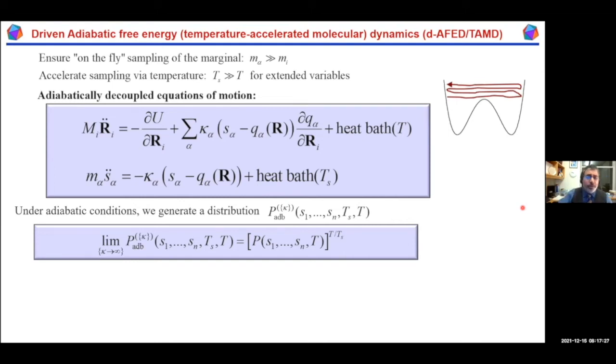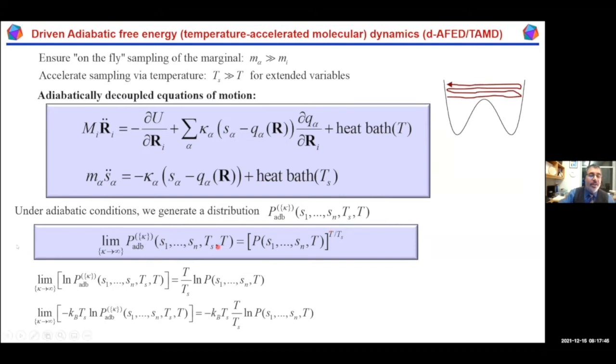What you can prove is that if you take a histogram of these S's, you'll get a marginal distribution called the adiabatic marginal that's related to the true marginal by a power that's the ratio of the two temperatures. So you can see that if you take the log of both sides, that brings down the T over T_S factor, then you can multiply by kT_S, the T_S's cancel, you have kT log P, that by definition is the free energy at the physical temperature, okay?